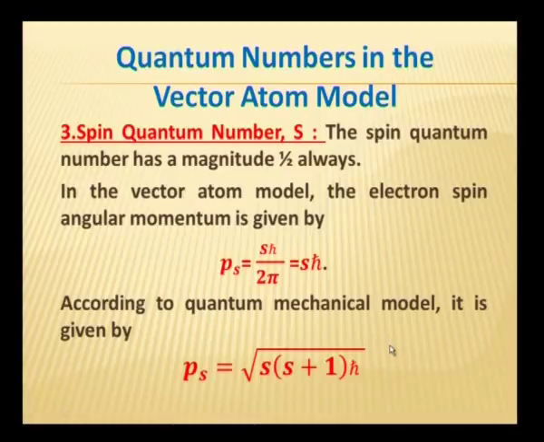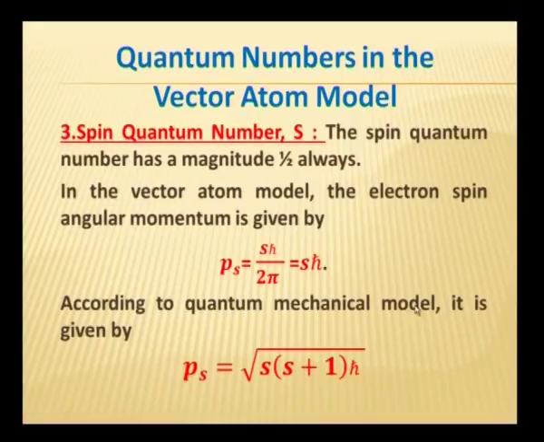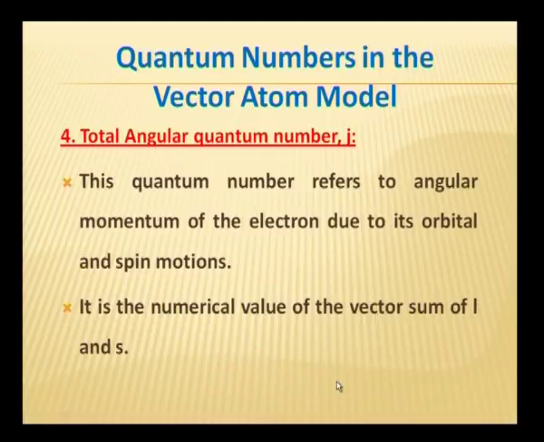And as I told you just now, similar to P L, for P s you have S into h bar by 2 pi, or S into h cross, according to the older quantum theory. But according to the quantum mechanical model, P s is more rigorously found as square root of S into S plus 1 into h cross. So S is replaced by square root of S into S plus 1.